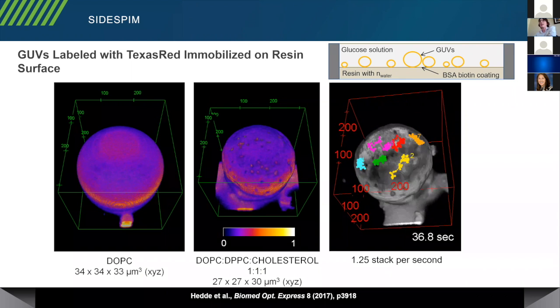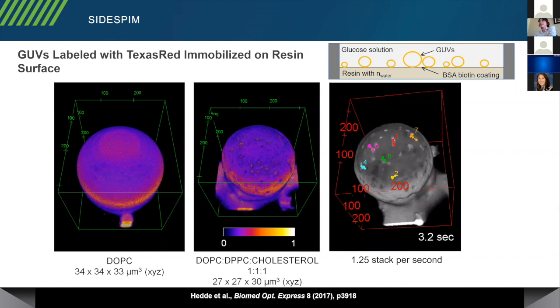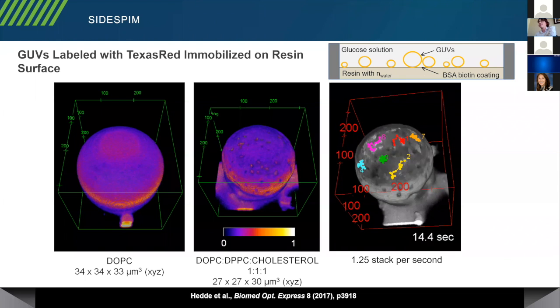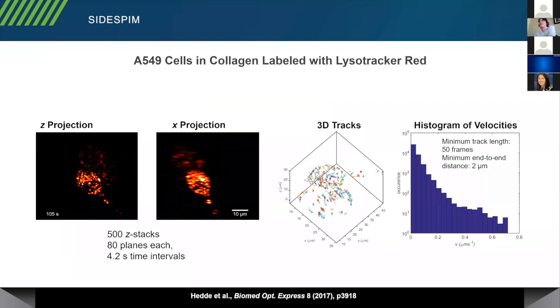These are giant unilamellar vesicles where we induced phase separation by mixing different lipids. And then, of course, these are diffusing, and you can track those lipid rafts in 3D as a function of time at, in this case, 1 stack per second. Here's another example of cells where we labeled lysosomes. Again, we took Z-stacks, a total of 500 Z-stacks, 80 planes each at 4-second intervals. And you can very precisely track the movement of the lysosomes in XYZ. And on the right-hand side, you can see the histogram of the velocities.